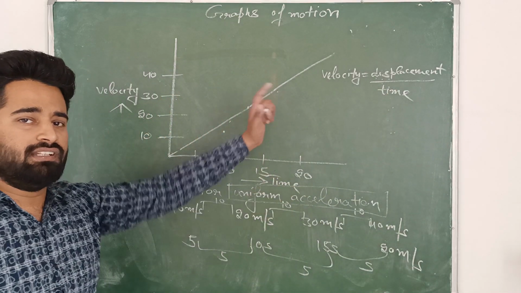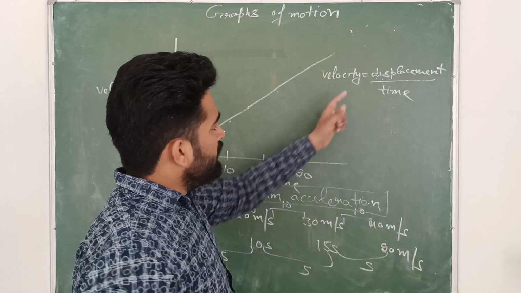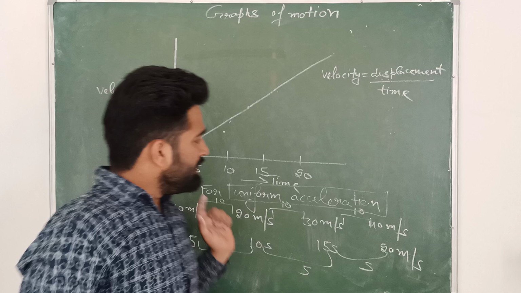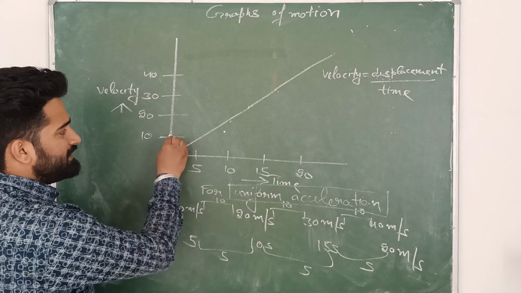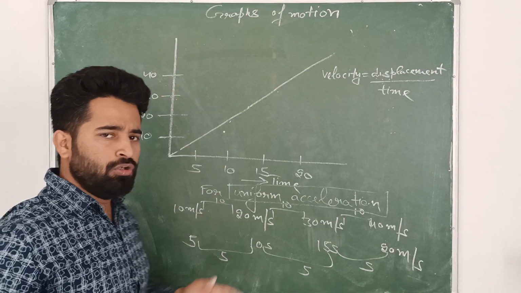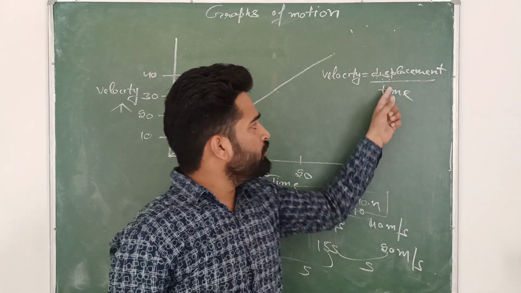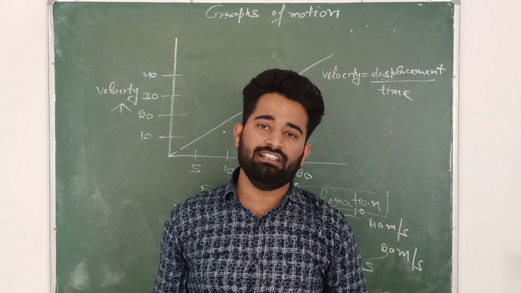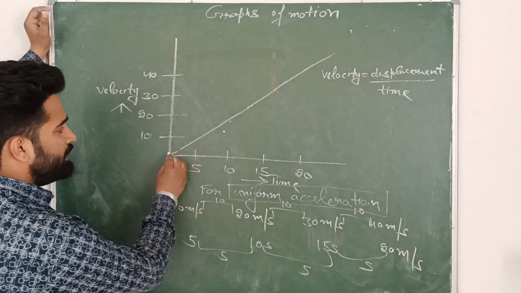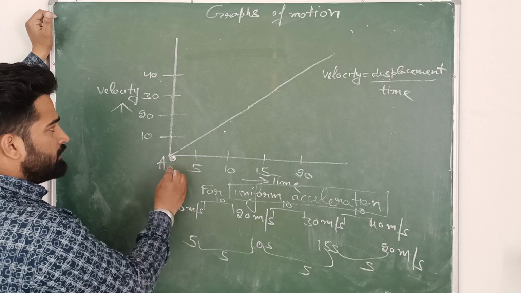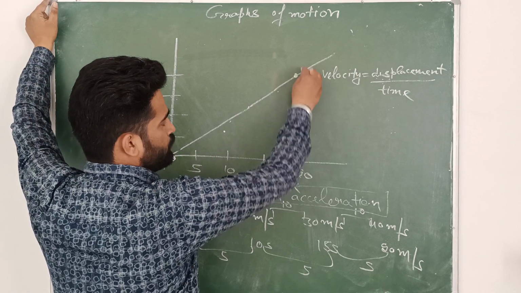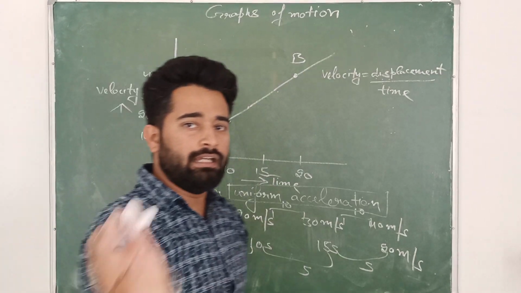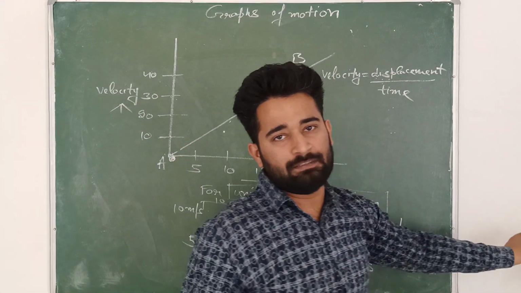In the last graph I told you that to find the displacement, you can calculate velocity multiplied by time. But here velocity is changing. First velocity is 10, then 20, 30, 40. Velocity is changing continuously, so you cannot use this formula. What formula will you use? For example, if they ask you to calculate the displacement from point A to point B, how will you calculate it?